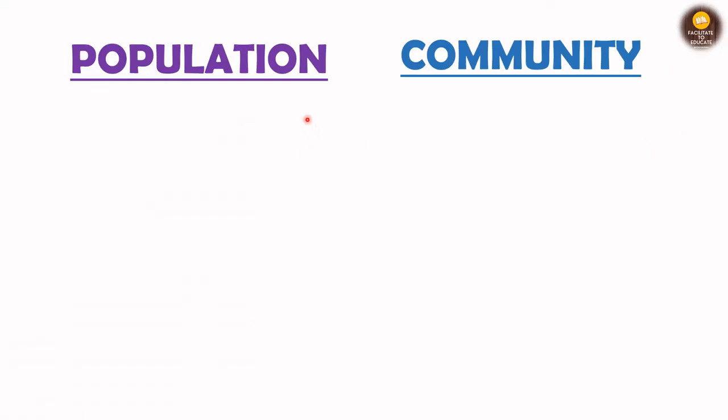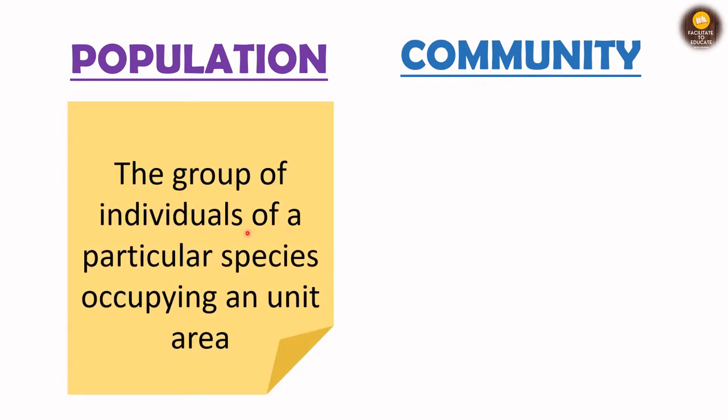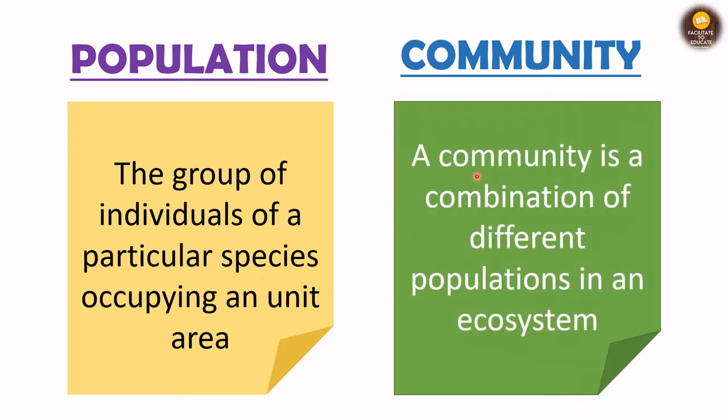So to know about ecological succession, first of all we need to know what is the difference between population and community, or what is population and what is community. So population is a group of individuals of a particular species occupying a unit area. They are individuals of the same species, right? And what is a community? Community is nothing but a combination of different populations in an ecosystem. So community is formed when various types of populations are combined, and it is forming a community in the ecosystem.